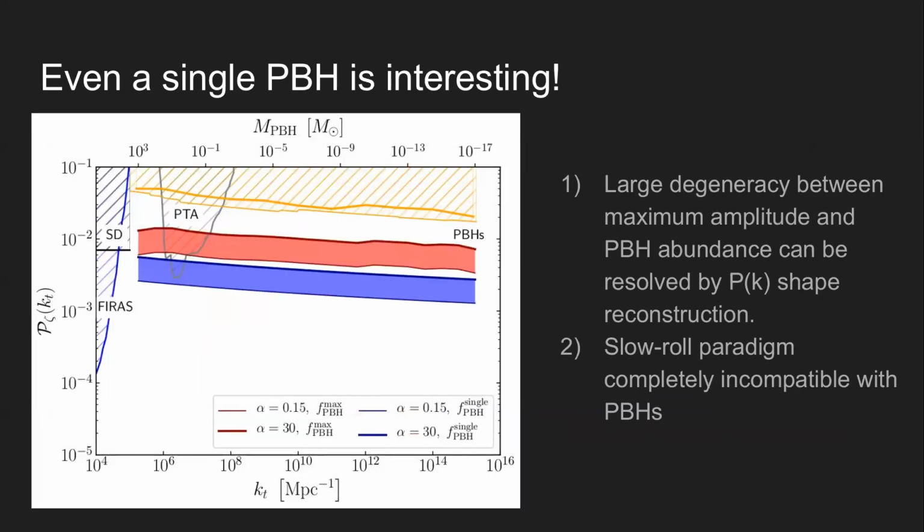And why am I continuously saying even one of them? Because if you work out the constraints not for the maximum f_PBH allowed, but for f_PBH corresponding to one primordial black hole in your universe, you find this blue band. You can see that it's really close to the red band because we are exponentially sensitive to the value of the primordial power spectrum. And that's why detecting one is a big deal.